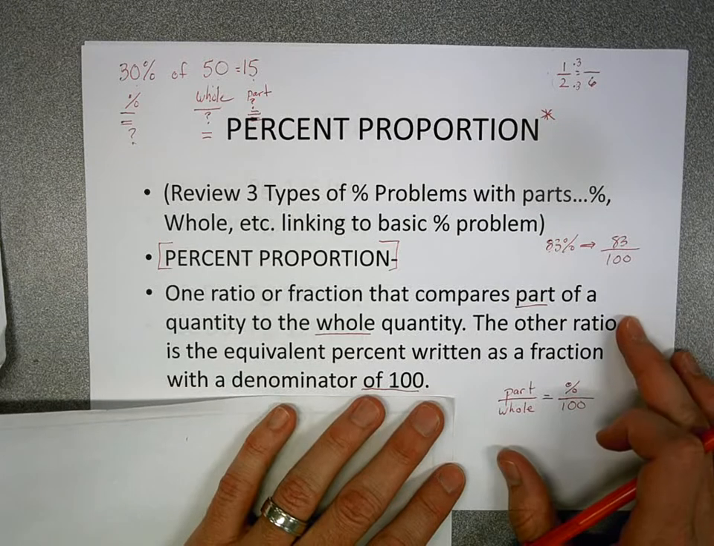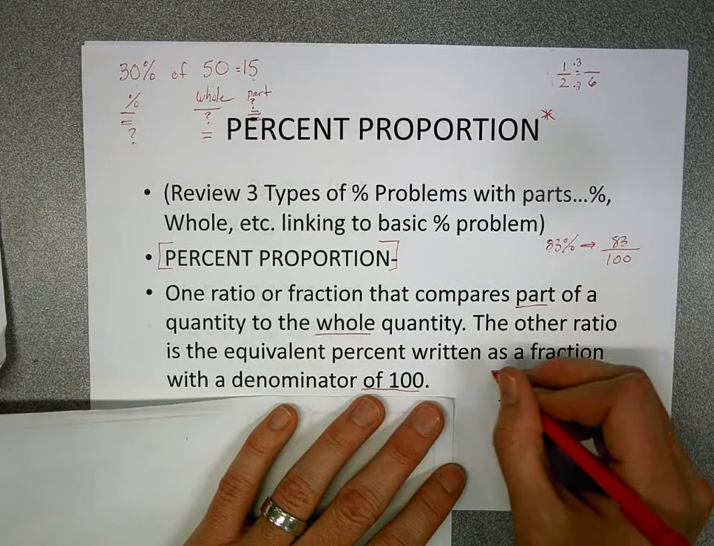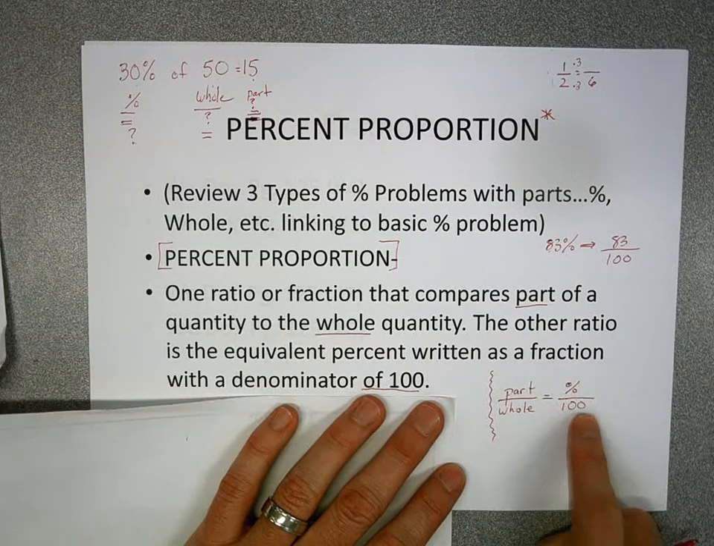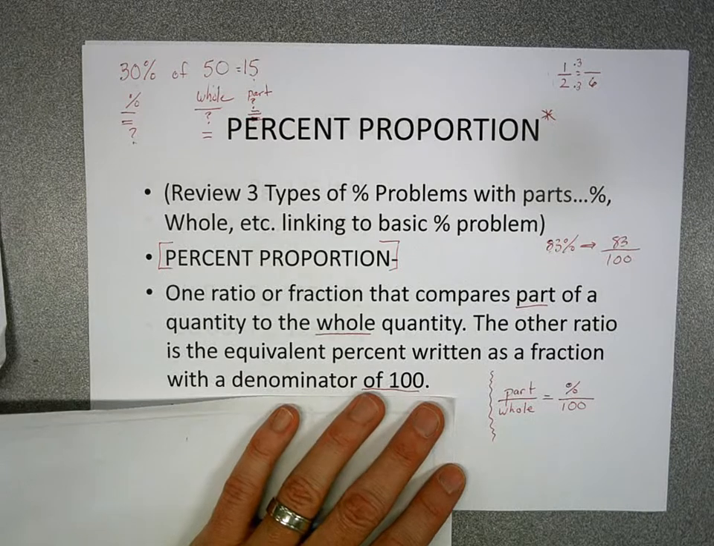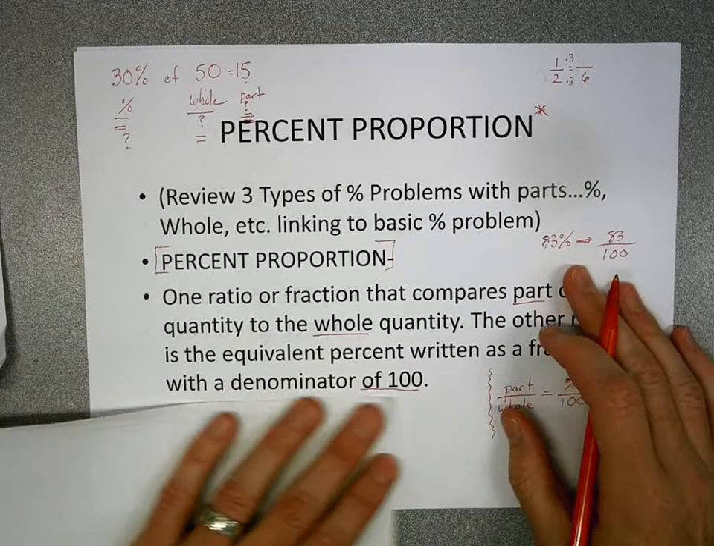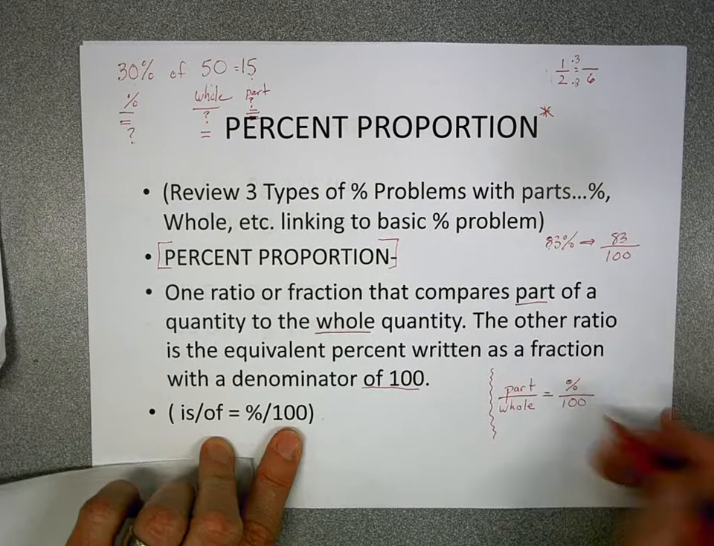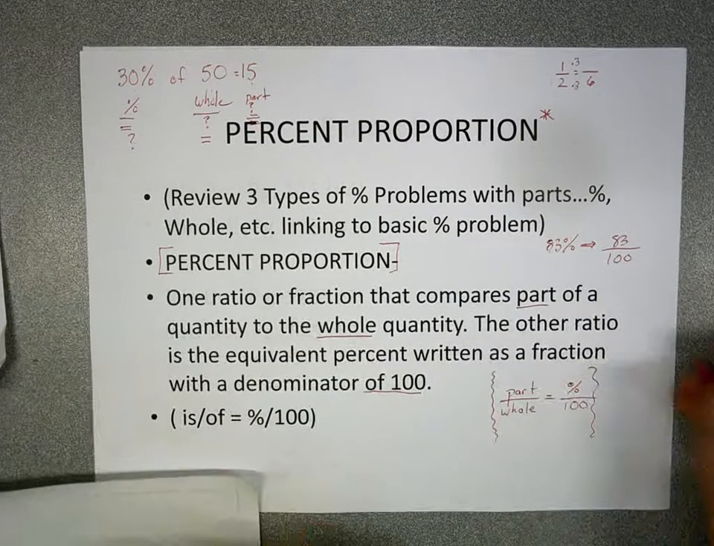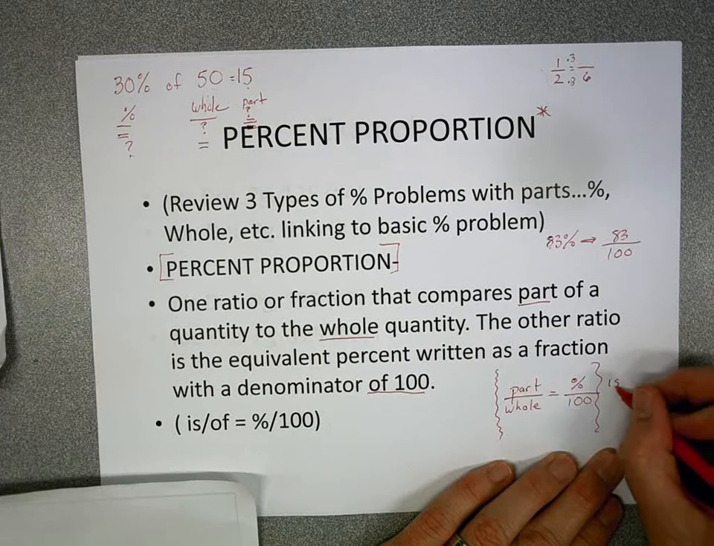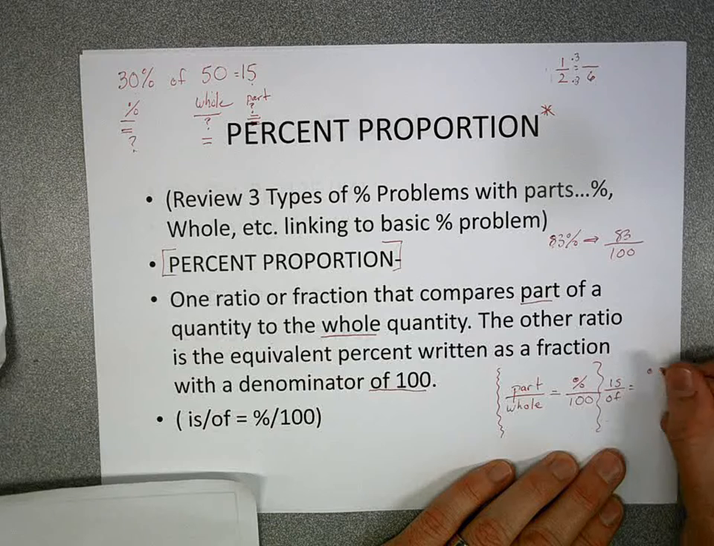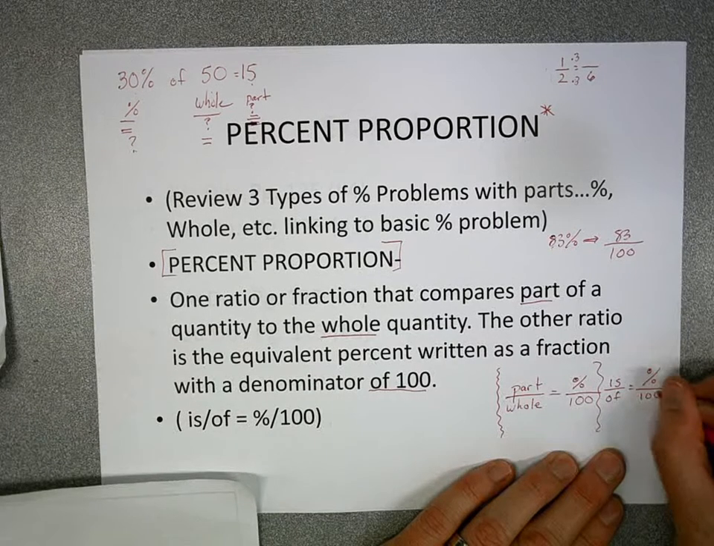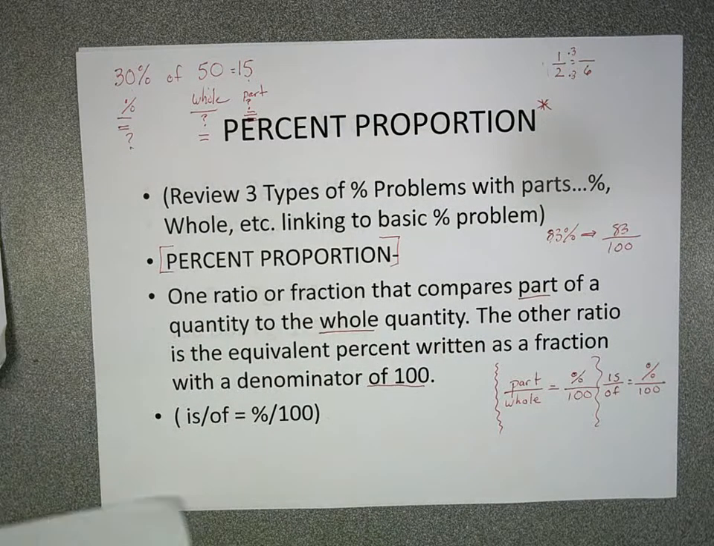Now, there is another one, and that's for a word problem. This is the best percent proportion you can really think of. However, there's another percent proportion out there used sometimes on phrases, and I'll show you what kind of problems I'm talking about. But there are some key words, and here it is. In your other part of your box, go ahead and write this. Is over of equals percent over 100. Is over of equals percent over 100.